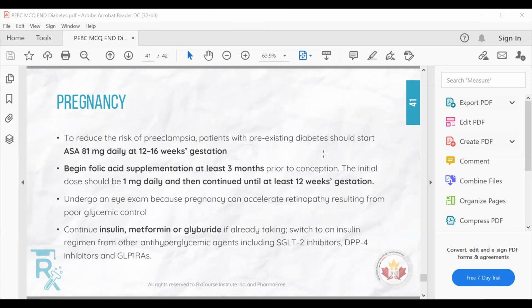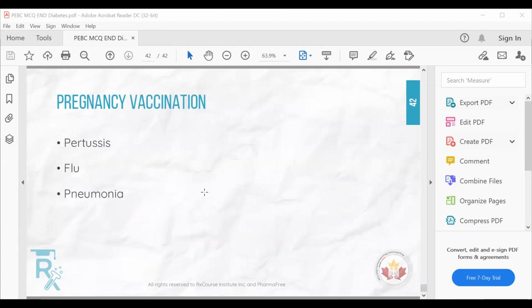Insulin, metformin, and glyburide are the safest options, but what actually happens is that insulin is the one given to the patient. A pregnant woman with diabetes is considered somehow a low-immunity person. So she needs to make sure that she is receiving her flu vaccine, her pneumonia vaccine, her pertussis vaccine, and recently her COVID vaccine. Is the COVID vaccine safe during pregnancy and breastfeeding or not?